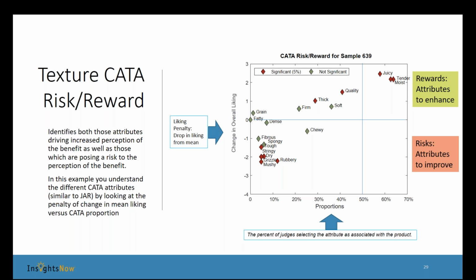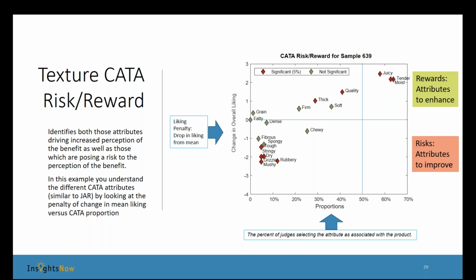What we're looking at here is the percentage of people across the bottom axis that checked that attribute, and the difference in their overall liking score between the people who checked it and the people who didn't. When you look at this, you can see that attributes in the top half are actually being rewarded. So products that are higher in juicy, higher in tender, higher in moist are getting rewarded. When stringy, dry, rubbery type attributes are being noticed by people, the product is getting penalized. So the overall liking is being penalized.